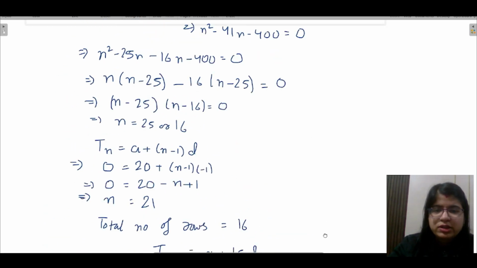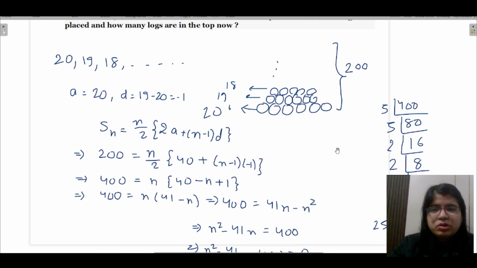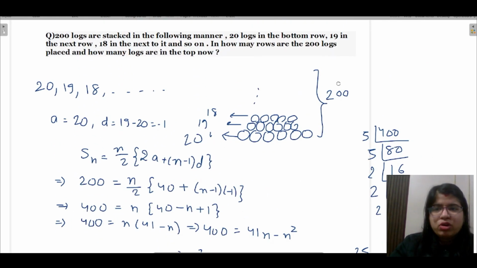So students, what we have done in this question: the question says that 200 logs are stacked in such a manner that 20 logs are in the bottom row, then 19, then 18, like that, and the total number of logs is given as 200. Okay. So when you analyze it in the form of an AP, we have 20, 19, 18 like this, and the sum is also given. So firstly we calculated the total number of rows, which is the last row. Then we found that n is equal to 16, and then T16 we found out to be 5.